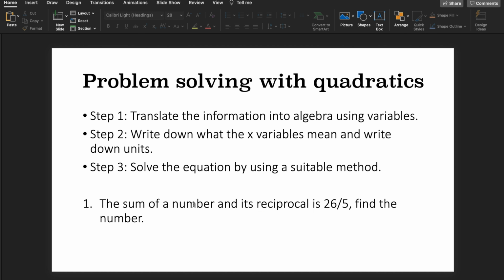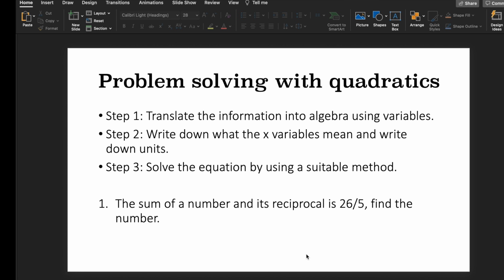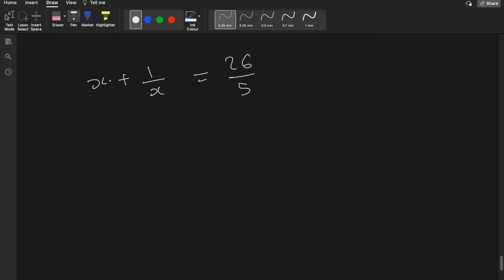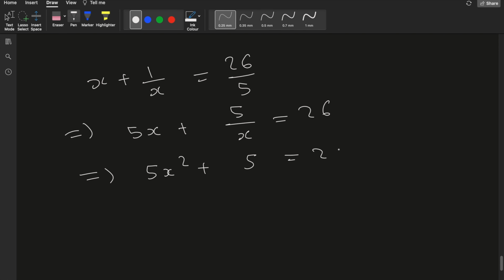Now let's solve this simple problem. It states that the sum of a number and its reciprocal is 26 by 5. Find the number. So I've written it down. A reciprocal means 1 divided by that number. So first we can multiply all the terms by 5. So that would be 5x plus 5 divided by x equals 26. Now let's multiply by x. So 5x squared plus 5 equals 26x, which implies 5x squared minus 26x plus 5 equals 0.